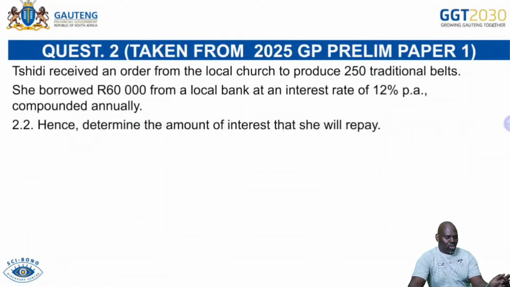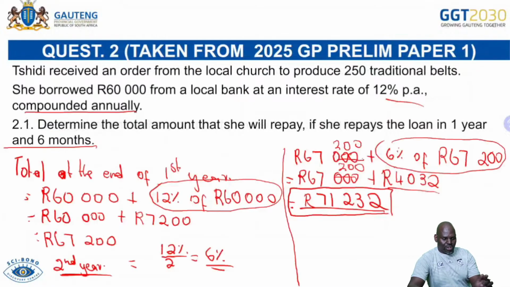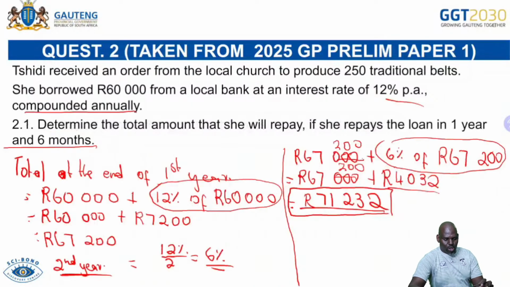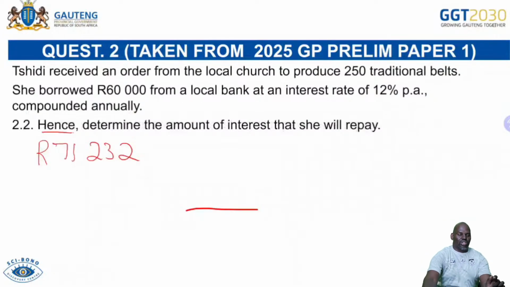Then number 2.2, hence determine the amount of interest she will repay. The moment you see the word hence, it means you must use the answer from the previous question, or you must use the information from the previous question. So if we look at the previous question, we said the total amount that she's going to repay is 71,232. That is the total amount.